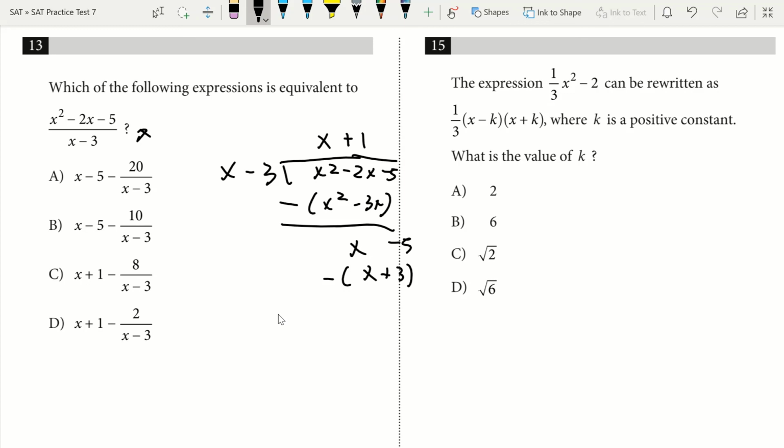So now I have -5 minus 3, or I'm sorry, -5, this is going to be minus 3 right here, right? Minus 3, because it's -3 times 1. So now I have -5 plus 3, which leaves me with my remainder of 2. So I have x plus 1 minus 2 over x plus 3, or 2 over x minus 3.